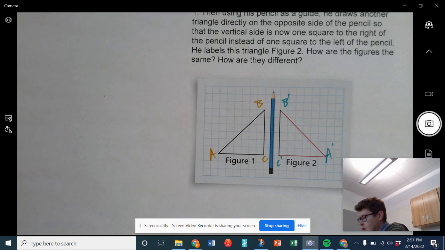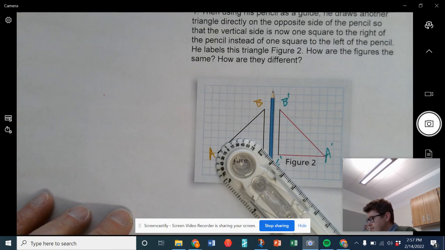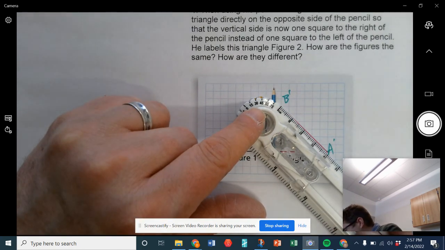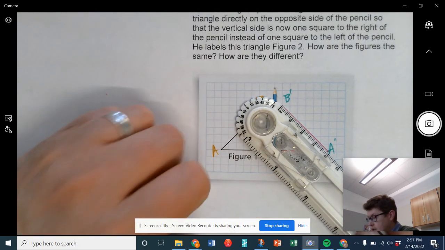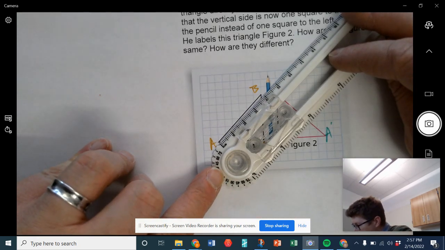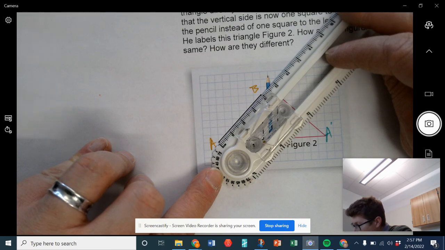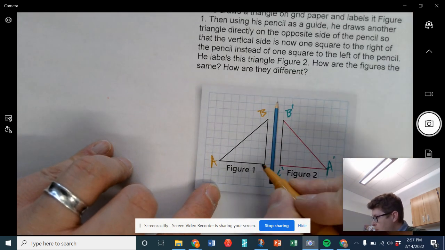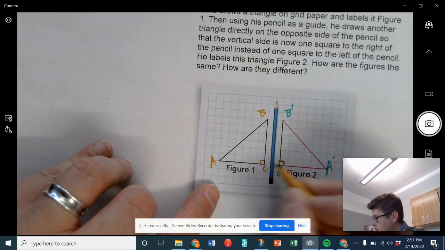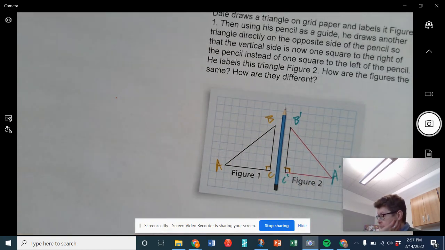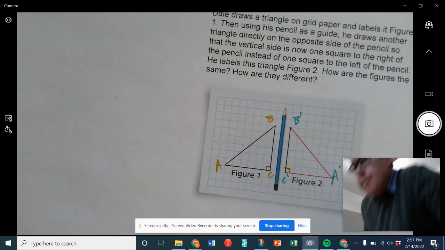Since it's hard to measure distances across a diagonal, we can just use a ruler. It looks like we're about 4 centimeters right there and about 4 centimeters right there. So it looks like that's exactly the same. We can see that this is a right angle, which matches up to that and that. So we can see that the angles are the same. We could use one of those protractor things to measure our angles.